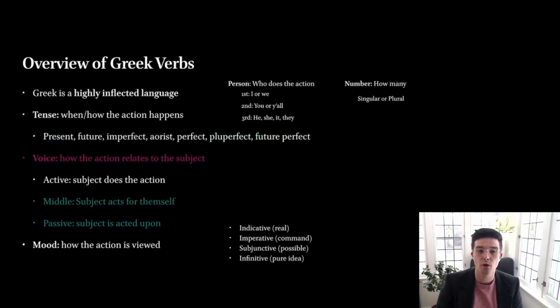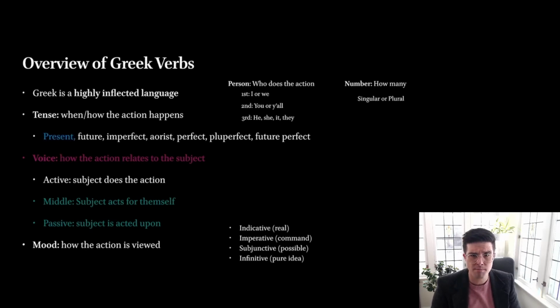But this is also going to be true with voice. We have only encountered one voice so far in this class, the active voice, wherein the subject does the action. But this week we are being introduced to the other two voices in Greek. The middle voice, where the subject acts for him, her, or themself in some kind of way. And normally we're going to translate the middle voice with the word himself, herself, themself, themselves, or itself. And then the passive voice, wherein the subject is acted upon in some way.